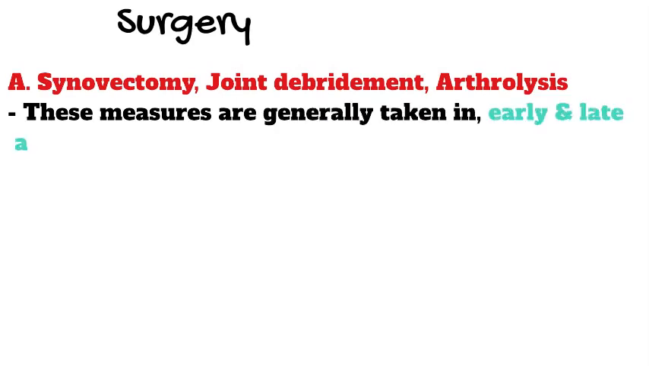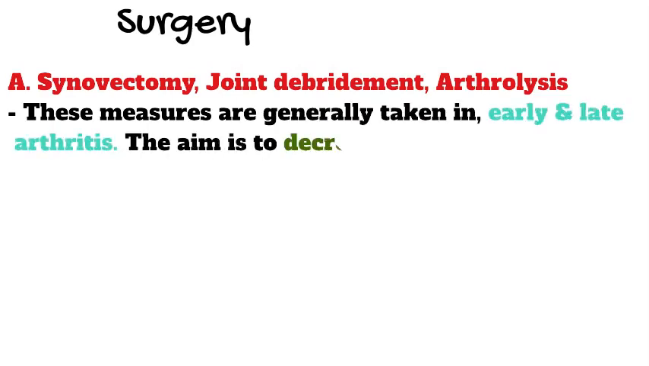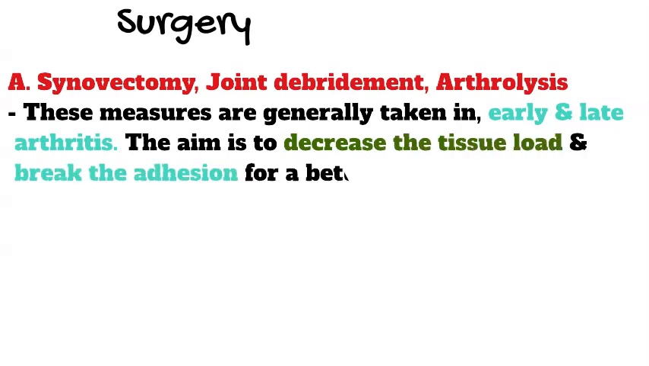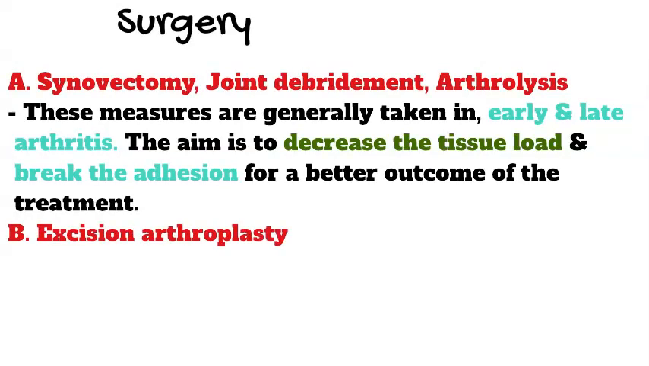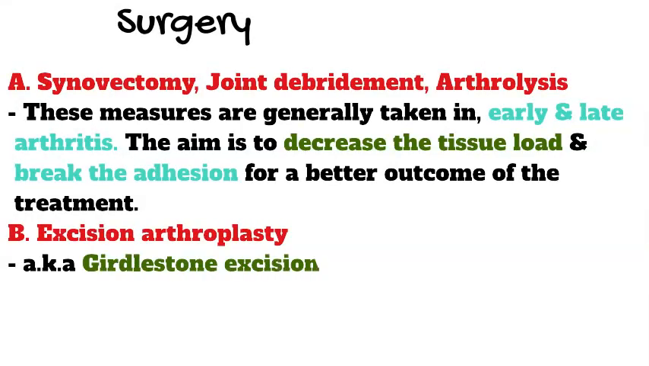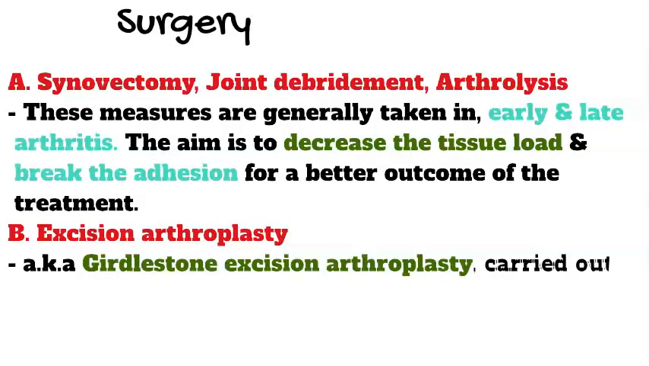Regarding surgical intervention, A. Synovectomy, joint debridement and arthrolysis. These measures are generally taken in early and late arthritis. The aim is to decrease the tissue load and break the adhesion for a better outcome of the treatment.